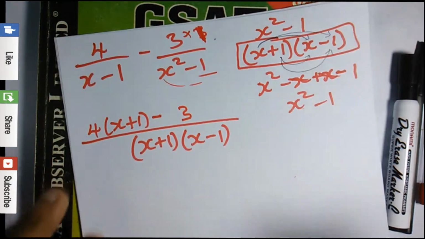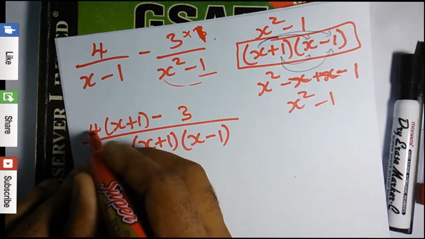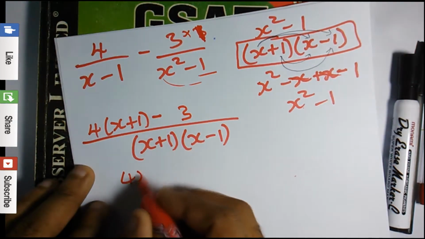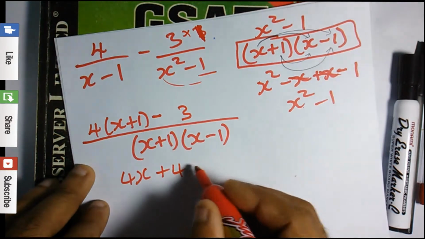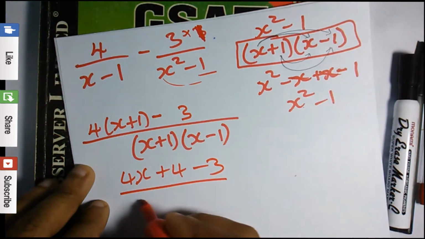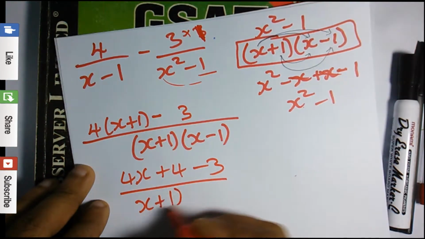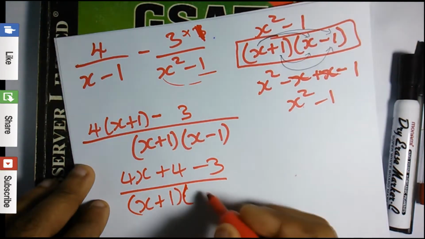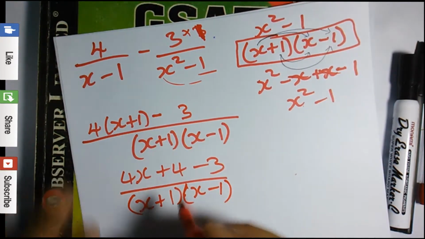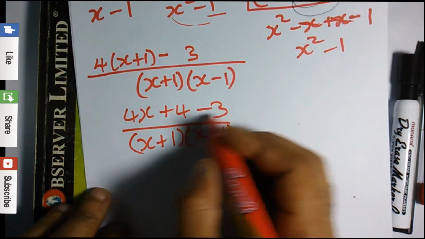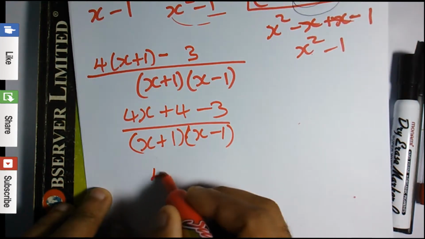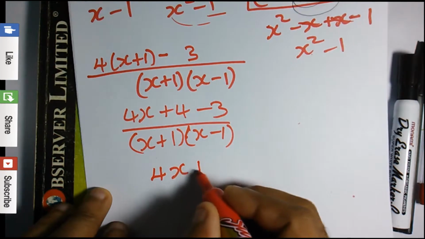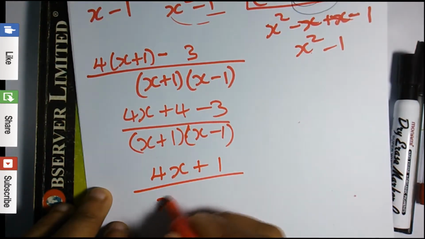So we would expand the brackets. So 4 times x is 4x. 4 times 1 is positive 4. Rewrite the minus 3 all over x plus 1, x minus 1. So the like terms are already collected. So the answer for this one would be 4x plus 1 over x plus 1, x minus 1.